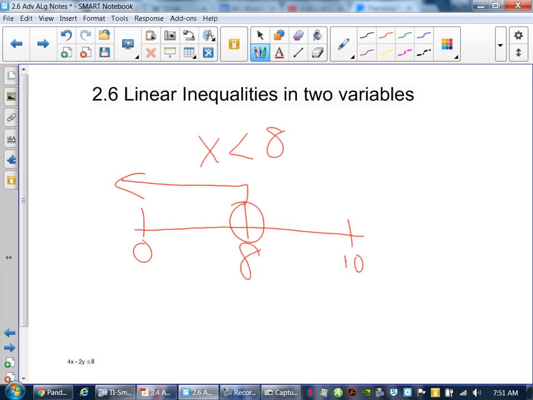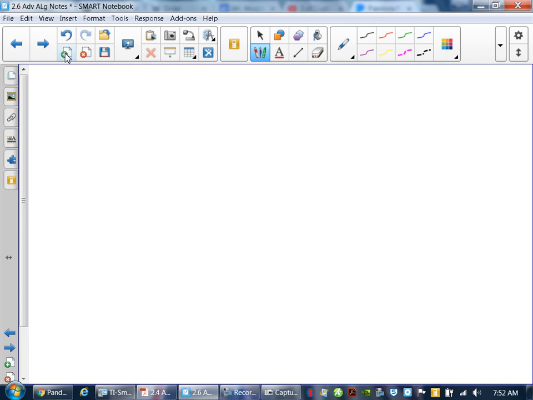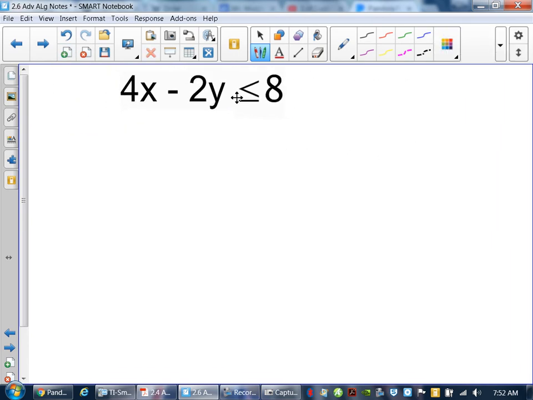Now, what happens differently when you get into two variables is that instead of being on a number line, you wind up being in an XY coordinate grid. For example, and this is why I said that quick graphing is so important to be able to do. When we quick graph, it makes life so much easier. So we'll have the inequality of 4x minus 2y is less than or equal to 8.